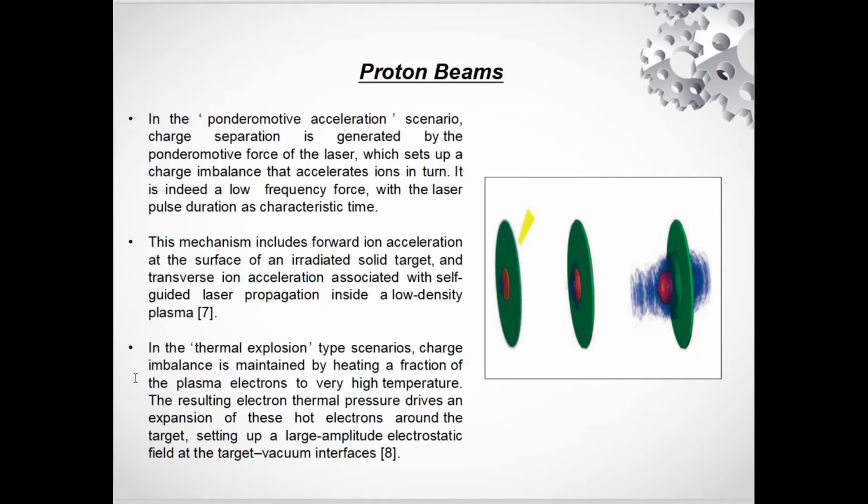And in the thermal expansion type scenarios, the charge imbalance is maintained by heating a fraction of the plasma electrons to a very high temperature. Then the resulting electron thermal pressure drives an expansion of these hot electrons around the target, setting up a large amplitude electrostatic field at the target vacuum interface.